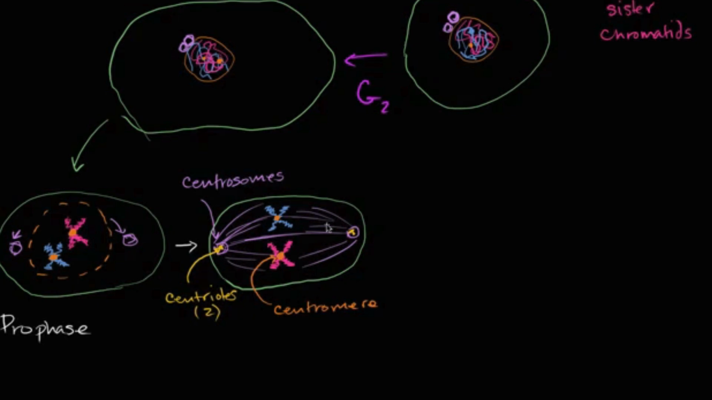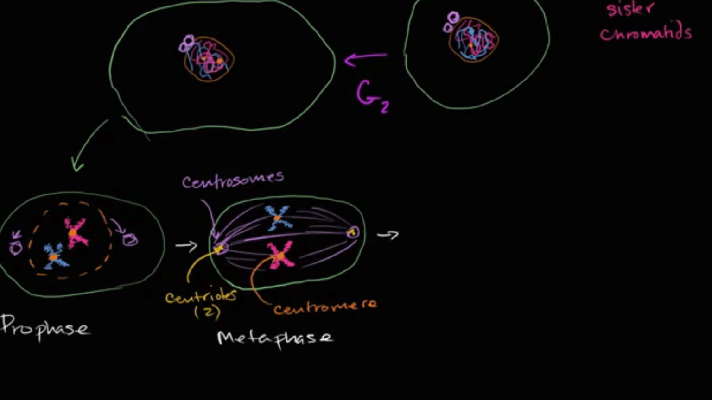towards each of them. So this right over here, where you see where the nuclear envelope is now gone, the chromosomes have been lined up just like this, and your centrosomes are on opposite sides of your cell. We call this the metaphase of mitosis.